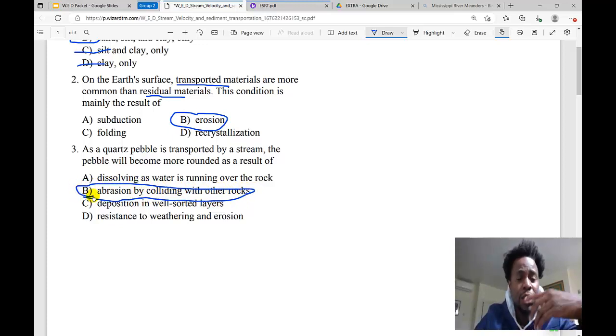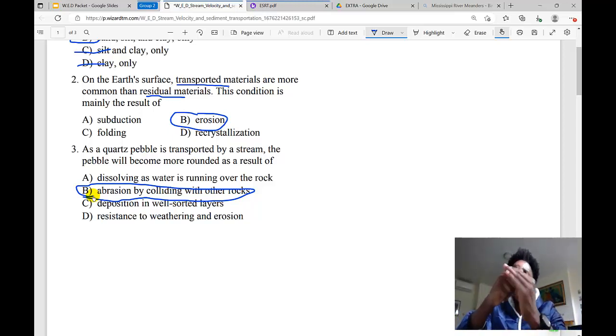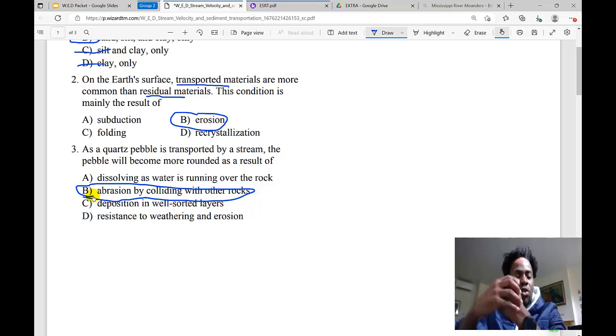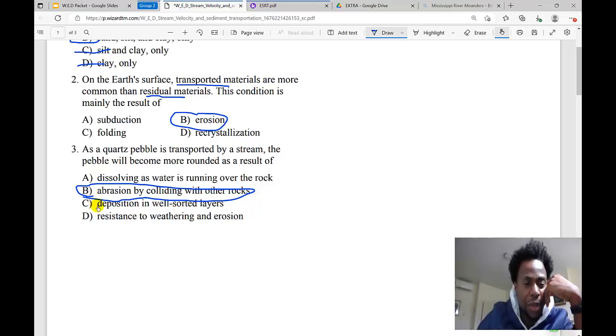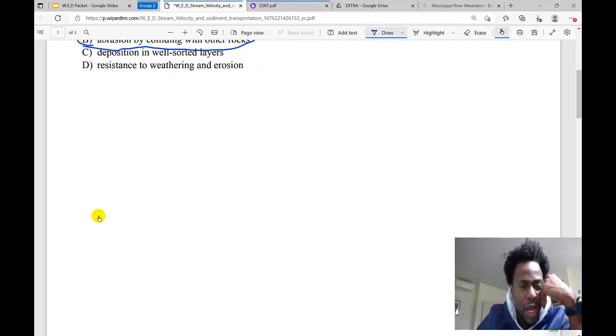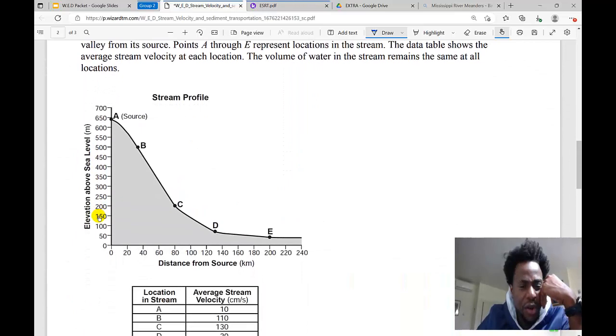Yeah, definitely. So by colliding with other rocks, the rough edges are taken out, and then it becomes smoother and smoother as a result of long transportation and colliding with other sediments. So the sediment over time becomes rounded and smooth. So abrasion is responsible for that. All right, question number 4 here.